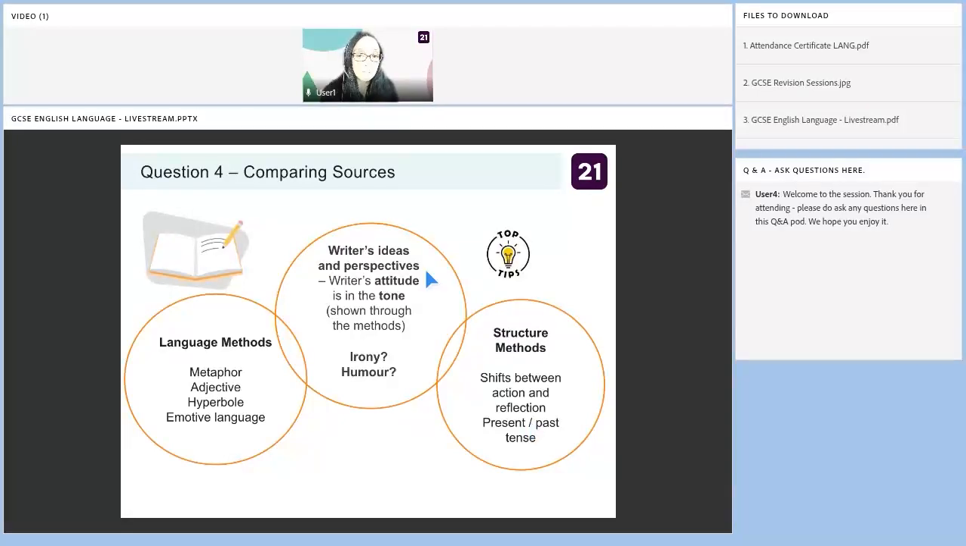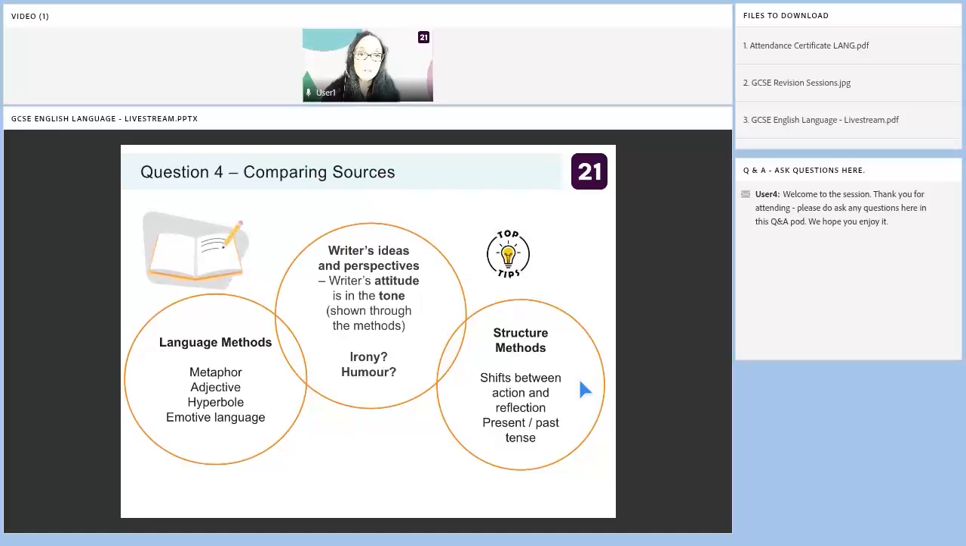So the writer's viewpoints and perspectives are shown through the tone and through the methods. Be aware that the writer's tone could be ironic, it could be humorous, it could be critical. Also be aware that the tone can shift and change. So it could be a shift between action and reflection, or present tense and past tense. So make sure that you're aware of that and ask yourself those questions. What sort of a tone is it? Does it change? And where does it change and shift?